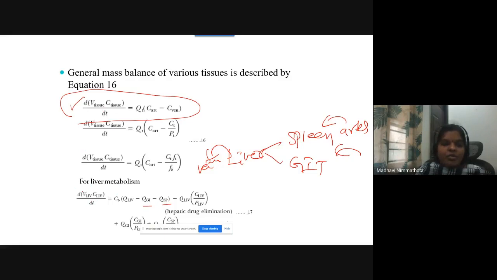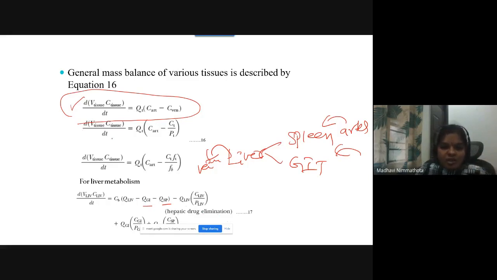See, d of volume of liver multiplied with concentration of liver divided by dt. With respect to the time, the volume and the concentration of the organ will be involved. Then C of B times Q of liver minus Q of GI and Q of SP. Q is nothing but blood flow. Blood flow to the GIT, blood flow to the spleen, and blood flow to the liver. Then you need to get this hepatic drug elimination.